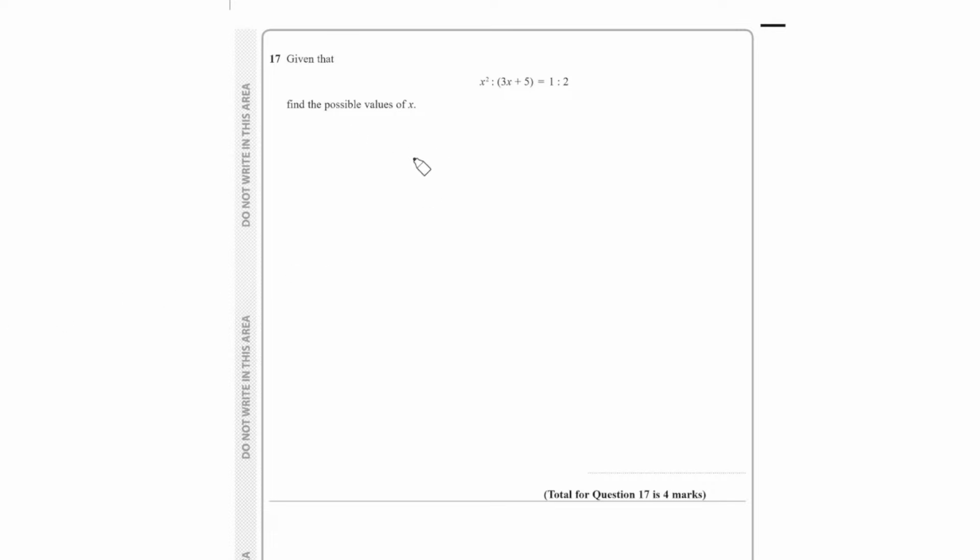Okay, so question 17. Given that x squared to 3x plus 5 is the same thing as the ratio 1 to 2, find the possible values of x. Whenever it says find x, we need to find an equation. We need to create an equation. So there's a way to link 2 ratios into an equation. You just have to memorize how it works.